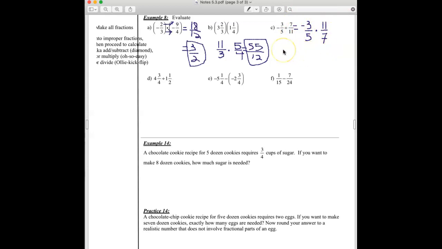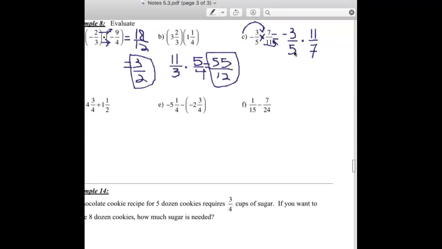By the way, the strategy for dividing fractions is called ollie kickflip, and an ollie is a skateboarding term, and so is kickflip. The ollie is because I'm ollieing or jumping over the first fraction. The kick is I'm going to kick the sign and make it multiplication, and then the flip is because I flip the second fraction. So if you look at the note sheet for strategies with fractions, ollie kickflip is used for dividing fractions, and it's ollie because you jump over the first one. And kick means kick the sign and make it multiplication, and the flip is you flip the second one. So ollie kickflip is used for dividing fractions.